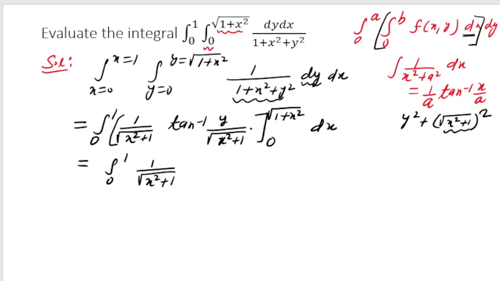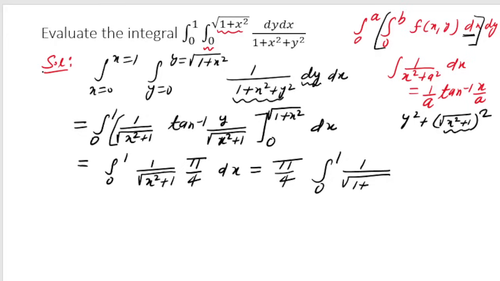I hope you are getting. If you put this under root 1 plus x square, you will get tan inverse 1. So tan inverse 1 will be equal to pi by 4. And if I put the lower limit, that is 0, so I will get 0 by this. So tan inverse 0 is equal to 0. So everything will become 0. So means we will just get this term. And then we have to integrate it with respect to x. Now pi by 4 being a constant can be taken out of the integration. And now we have the integration 0 to 1, 1 by under root 1 plus x squared dx.